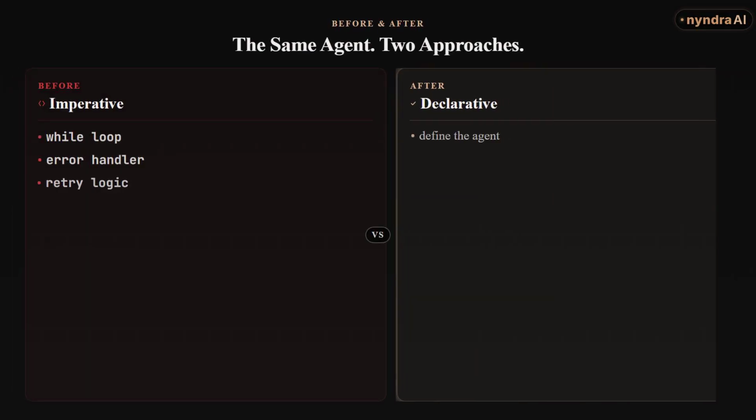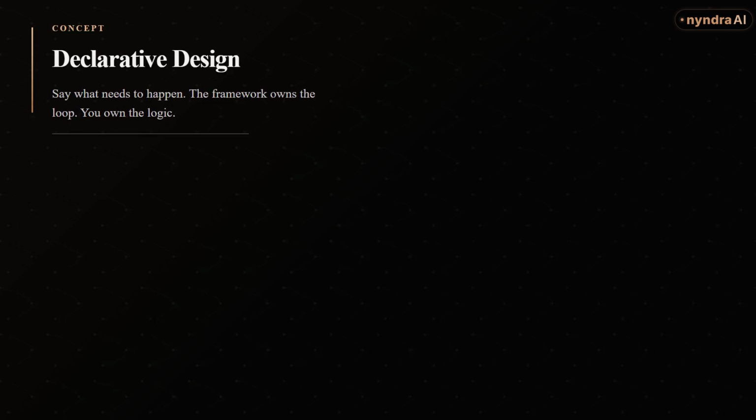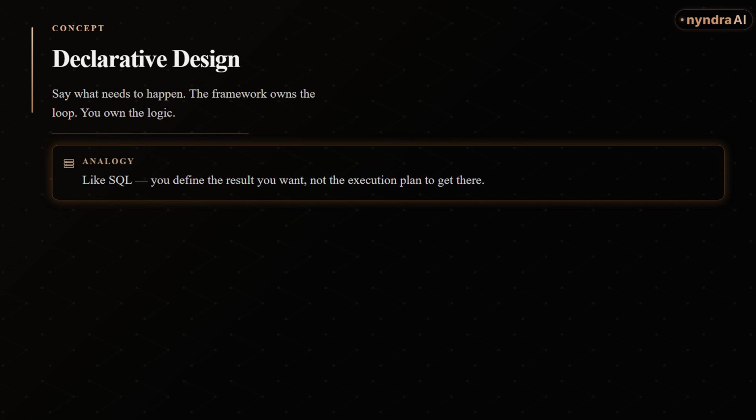Before, you're writing infrastructure, loops, error handlers, retry logic, state management. After, you're writing goals, an agent, a task, a crew, and the framework runs the rest. Declarative agent design means you say what needs to happen, not how. The framework owns the execution loop. You own the logic. It's like SQL. You tell the database what result you want. You don't write the query plan.